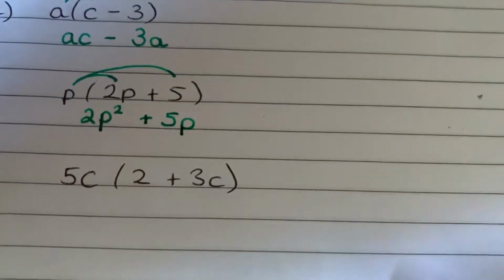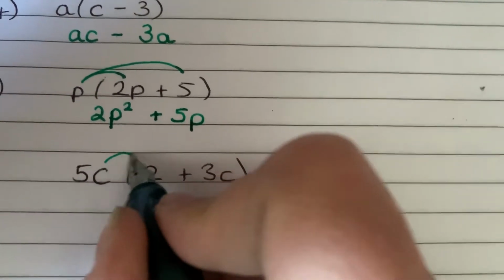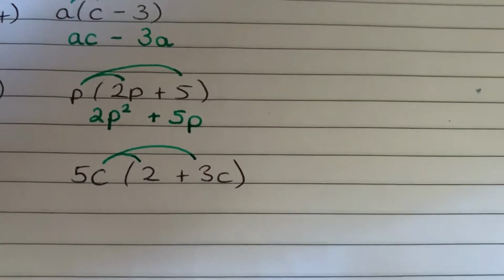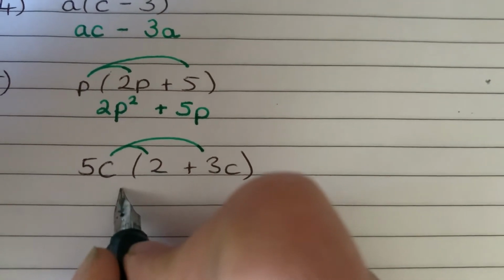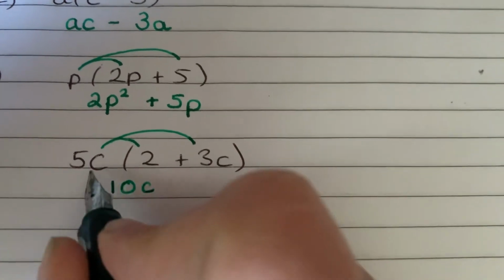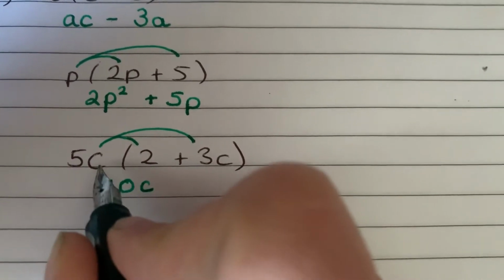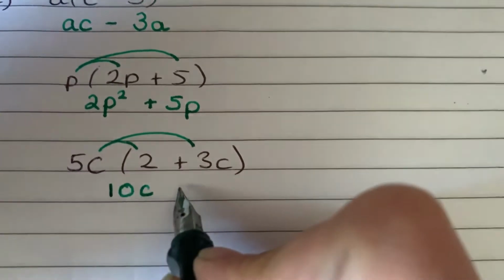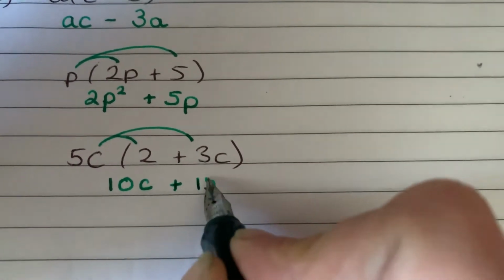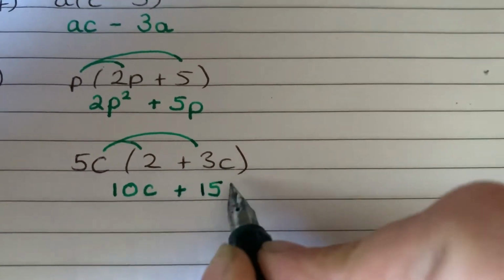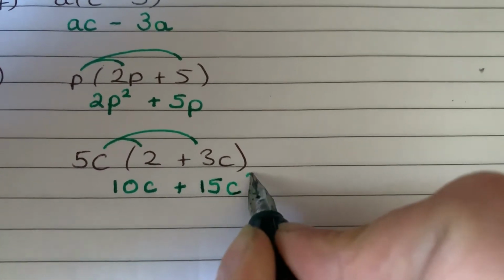And then the last one, they will be getting harder as they go along, a bit like the exercise that I've given you as well. 5C times 2, which will be 10C, because I've got 5 times 2 to make the 10, and then I've just got 1C. And then I've got this next bit, 5 times 3, which is 15, and then C times C, hopefully you remembered, is C squared.